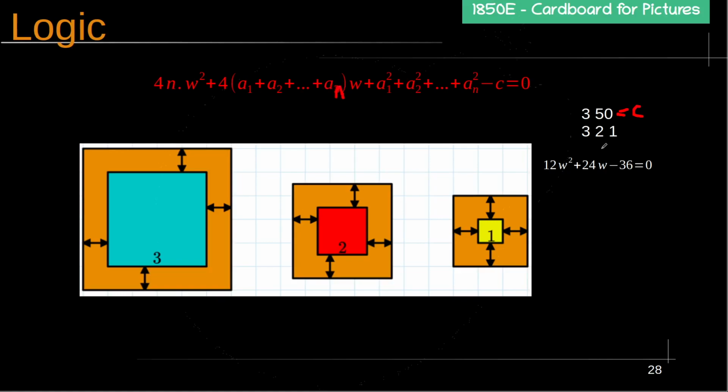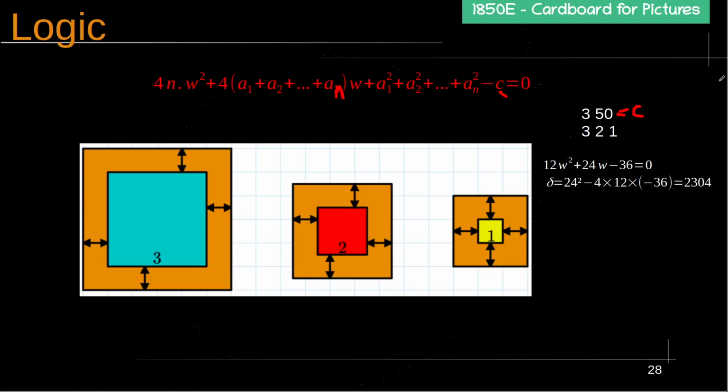We have n pictures here; we have 3 pictures here. A1, 3 plus 2 plus 1, is equal to 6. 6 times 4 is 24, times W, minus... the squares: 3 squared plus 2 squared plus 1 is equal to 9 plus 4, 13. I think here it is 9, 13, 14. Okay, 14 minus C, which is 50, is equal to 36. Minus 36 is equal to 0.